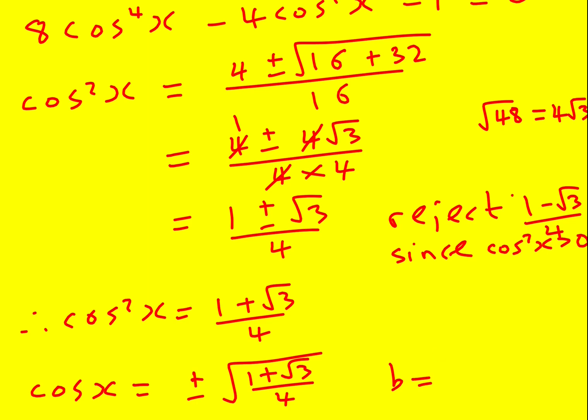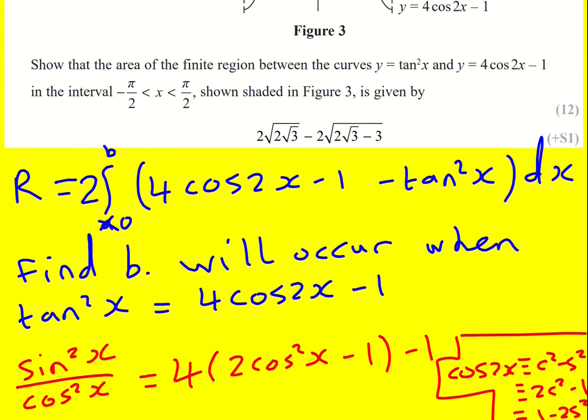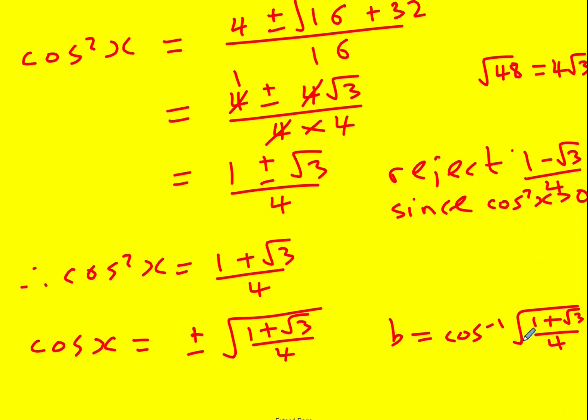And b, remember, was a positive value between 0 and pi over 2. So it's going to be inverse cos of the positive one. And this looks horrendous as a limit, but remember we still have to integrate some trig functions and look at the final answer. There's roots within roots, so this is actually going to be okay.